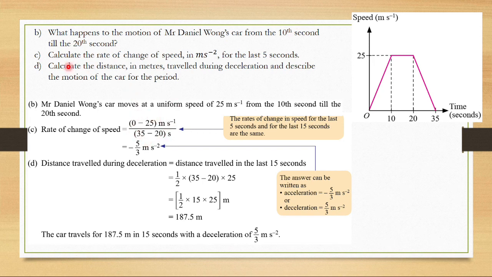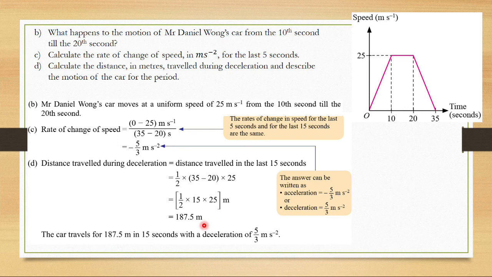Now we look at D here. Calculate the distance in meter traveled during deceleration and describe the motion of the car for the period. So it is this part, right, the deceleration. So to find out the distance, it is the triangle. The formula for triangle is 1 over 2 times base times height. Here the base is 15, times 25. So you will have 1 over 2 times 15 times 25. It is 187.5.